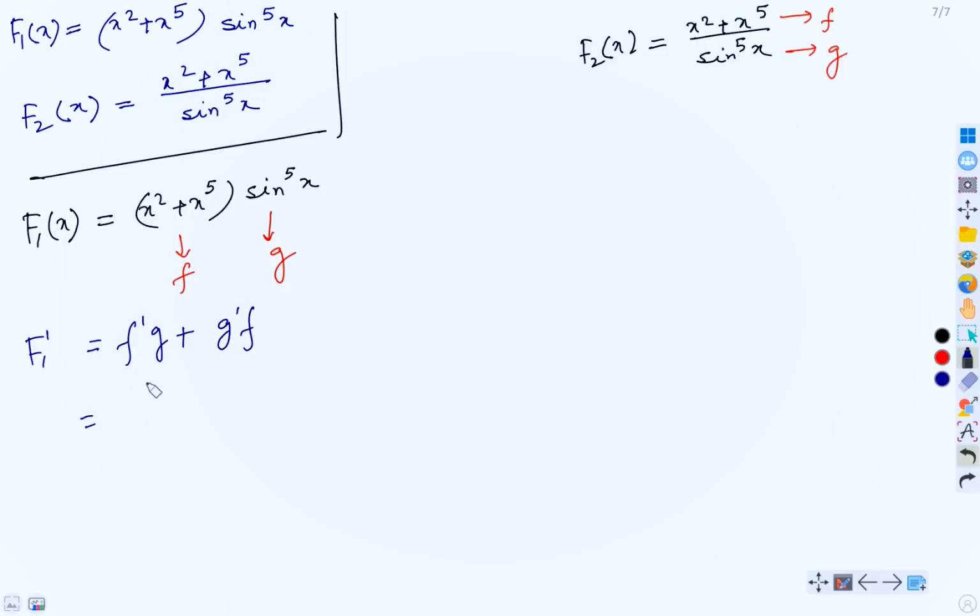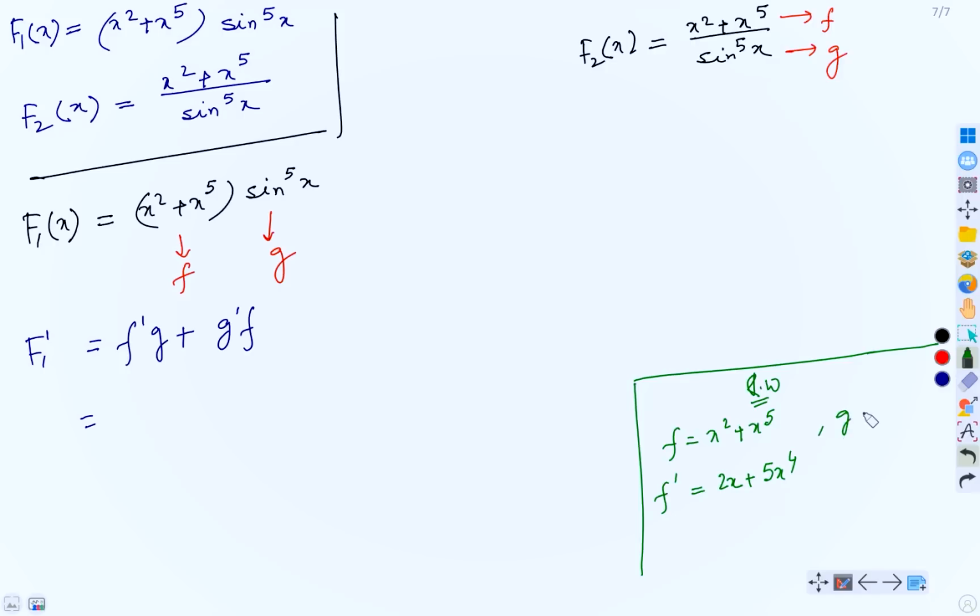Now what is our f dash? Let's do some rough work here. Maybe later on I will erase it. Our f is x square plus x to the power 5, right? Therefore f dash: differentiation of x square is 2x, differentiation of x to the power 5 is 5x to the power 4. And our g is sine to the power 5x. Therefore g dash, can you do it by yourself?